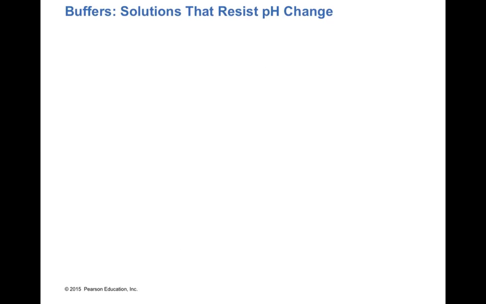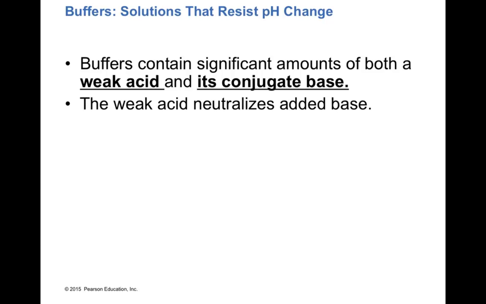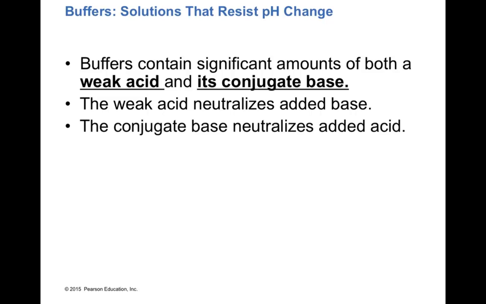There is another concept that is known as the buffers. The buffers are solutions that we need to create to resist pH changes. Buffers contain significant amounts of both a weak acid and its conjugate base. So you can create these buffers by using weak acids and conjugate base. The weak acid neutralizes any added bases, while the conjugate base neutralizes added acid.